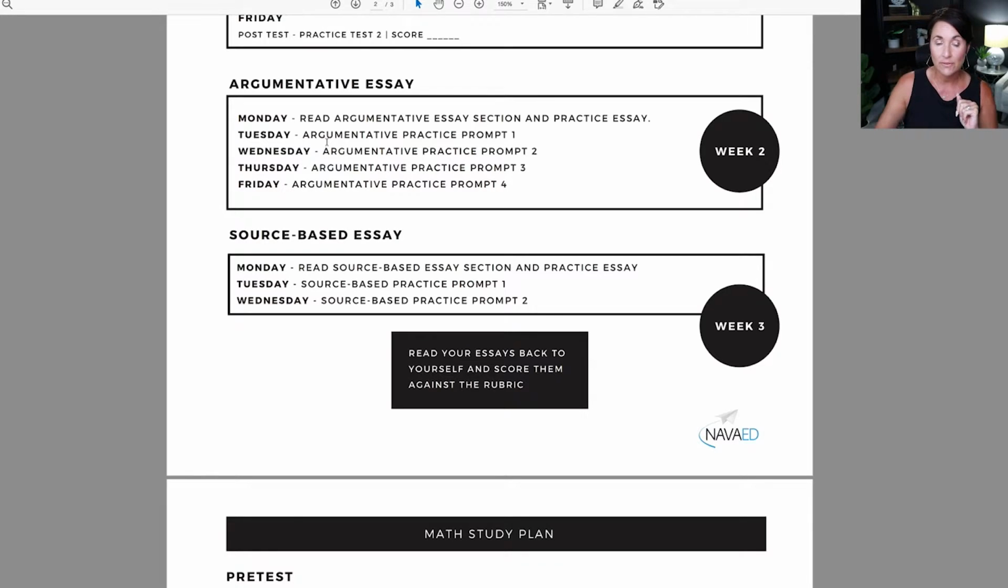Now, let's talk about the argumentative essay. On Monday, we're going to read the argumentative essay section, and we're going to do some practice prompts. And notice I have Tuesday, you're going to practice. Wednesday, you're going to practice. Thursday, you're going to practice. Friday, you're going to practice.